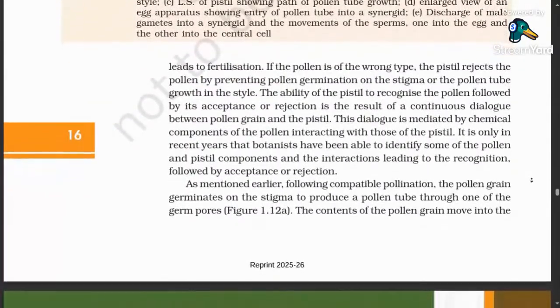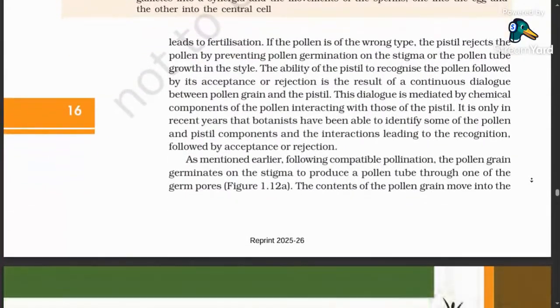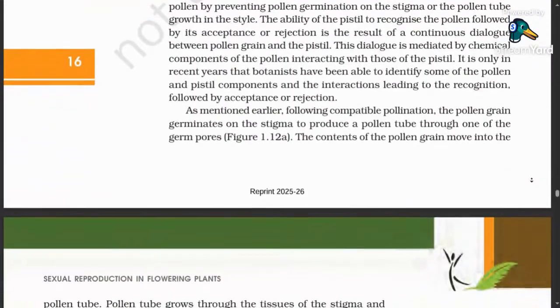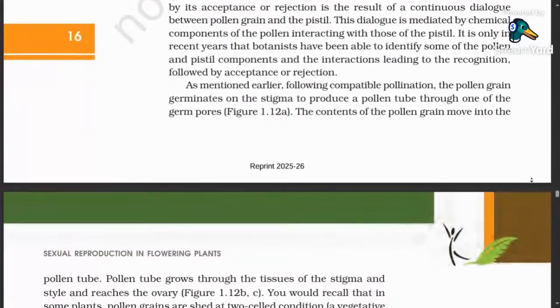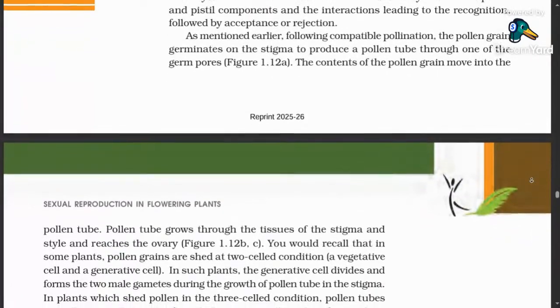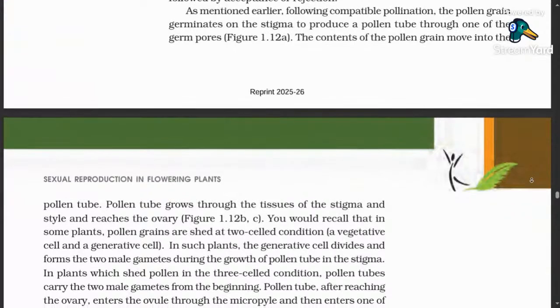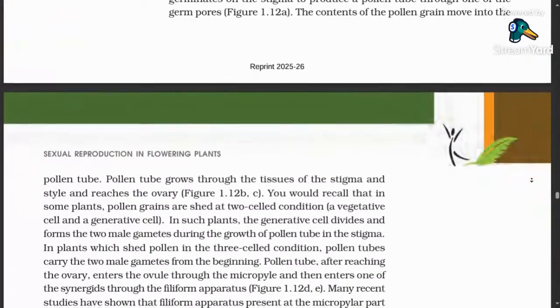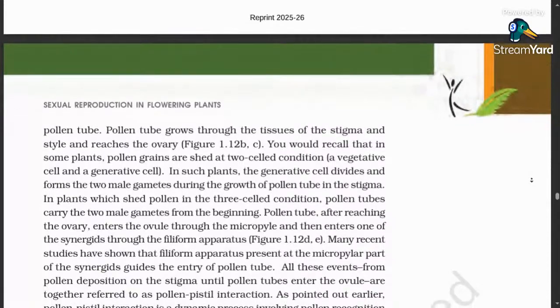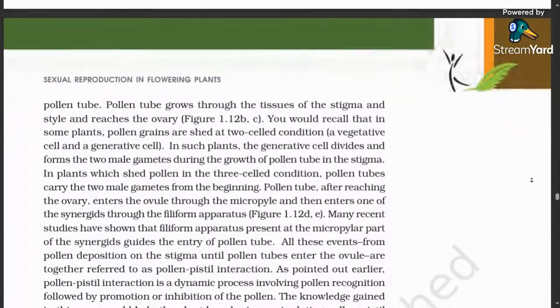Pollen tube grows through the tissue of the stigma and style and reaches the ovary. You recall that in some plants, pollen grains are shed at two-celled state conditions, a vegetative cell and a generative cell. In such plants, the generative cell divides and forms the two male gametes during the growth of the pollen tube in the stigma. In plants which shed pollen in the three cells condition, pollen tubes carry the two male gametes from the beginning.